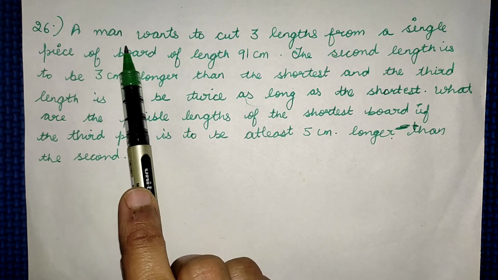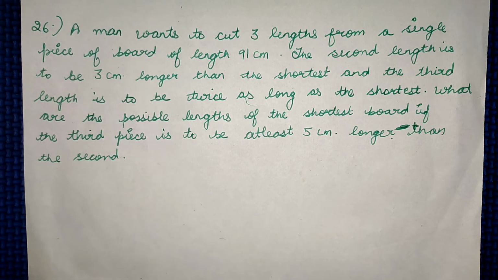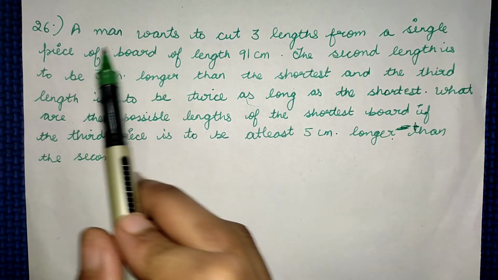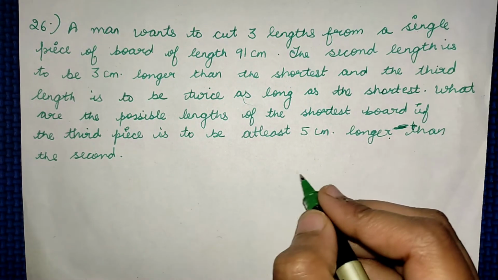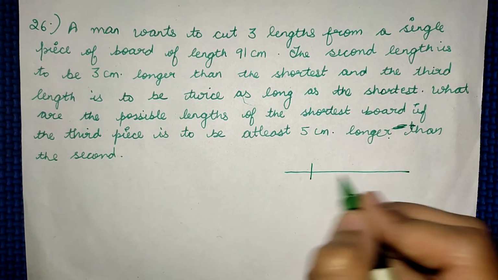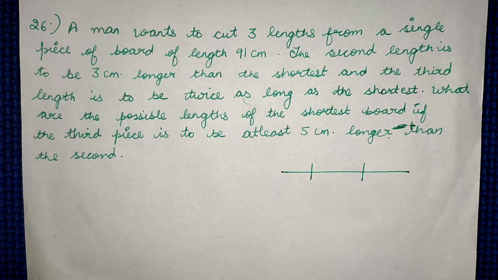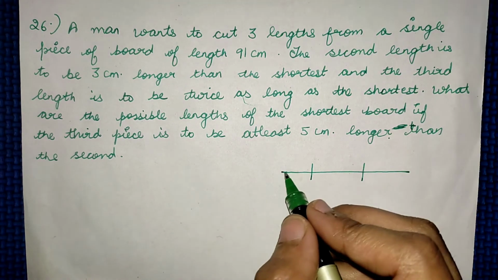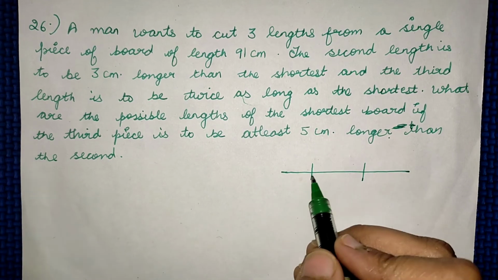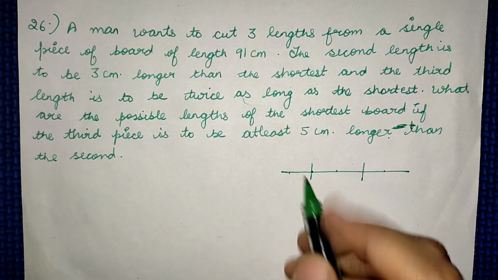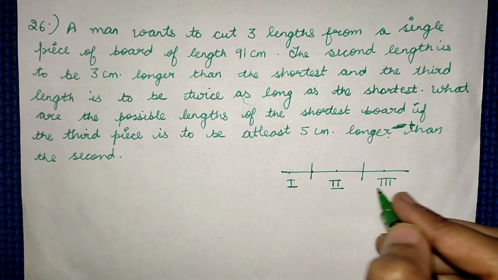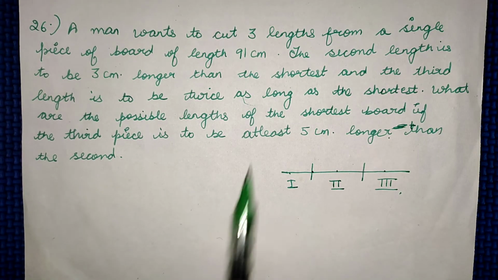So moving to question number 26. Question number 26 says that a man wants to cut 3 lengths from a single piece of board. This question is also similar to the previous question. In the previous question also 3 sides were there, but it was in the shape of a triangle. But now this is a board. From the board also they are cutting 3 lengths. Suppose this is my first length, this is my second, and this is my third length.